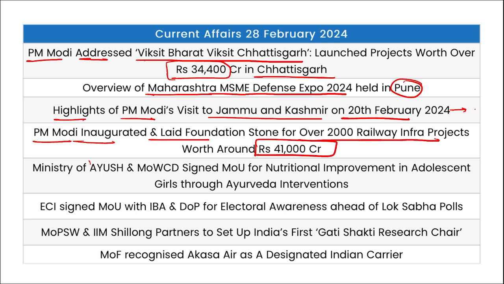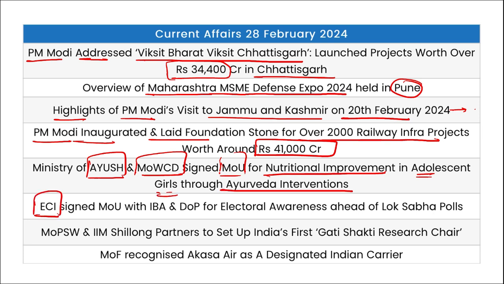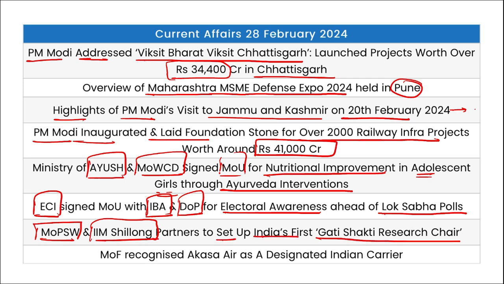Then Ministry of Ayush and Ministry of Women and Child Development signed an MOU for nutritional improvement in adolescent girls through Ayurveda interventions. ECI, Election Commission of India, signed an MOU with Indian Banks Association and Department of Post for electoral awareness ahead of Lok Sabha polls. Ministry of Ports, Shipping and Waterways and IIM Shillong partnered to set up India's first Gati Shakti research chair. Then Ministry of Finance recognized Akasa Air as a designated Indian carrier.